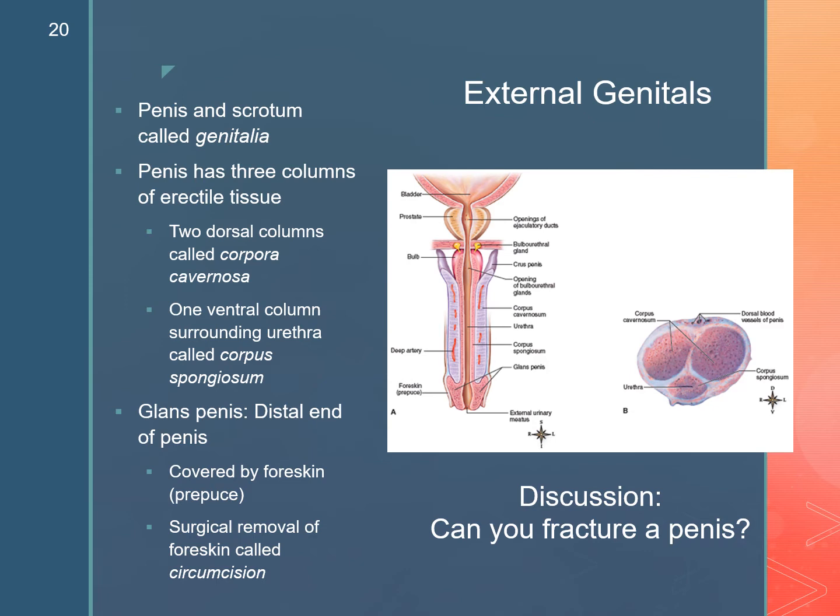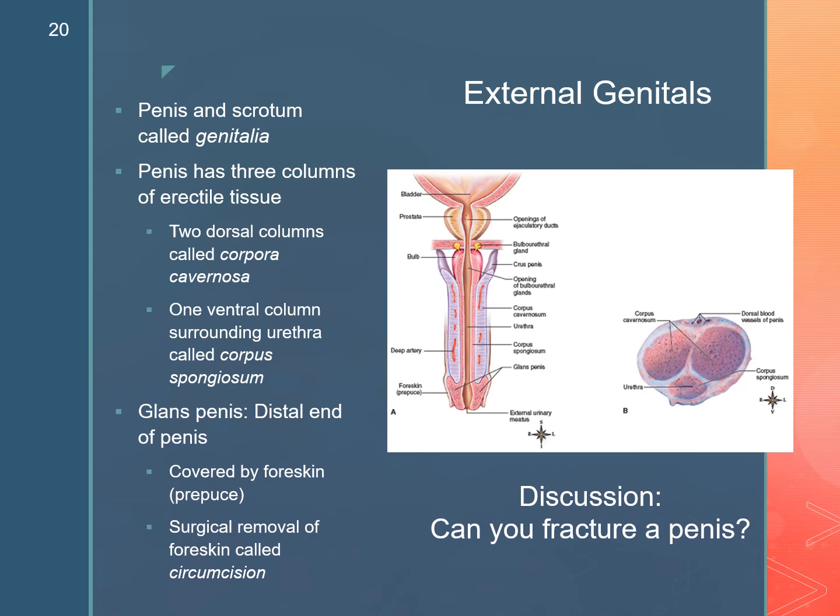The penis and the scrotum are referred to as the male genitalia. The penis has 3 columns of erectile tissue, 2 in the back and 1 that surrounds the urethra. And those 2 dorsal columns are referred to as corpora cavernosa, and the column that surrounds the urethra is referred to as the corpus spongiosum. These tissues are significant because they're very sponge-like tissue that becomes engorged with blood during an erection.